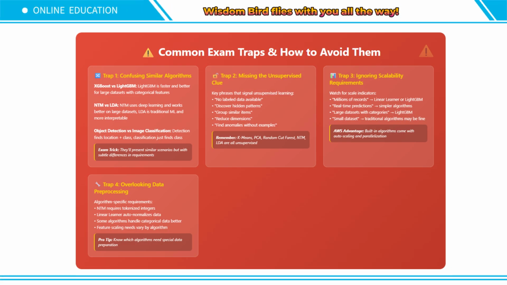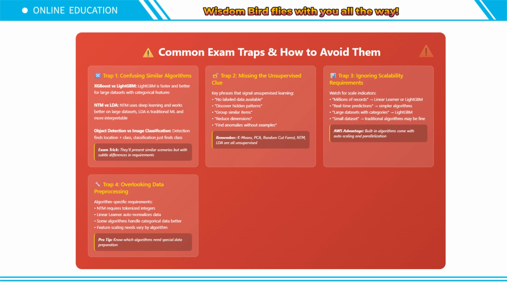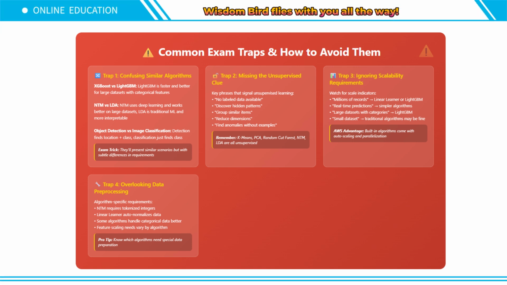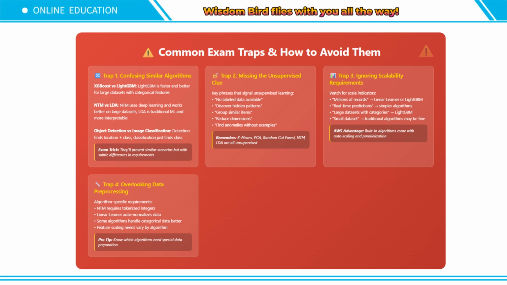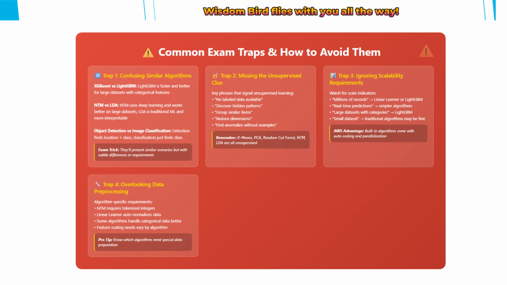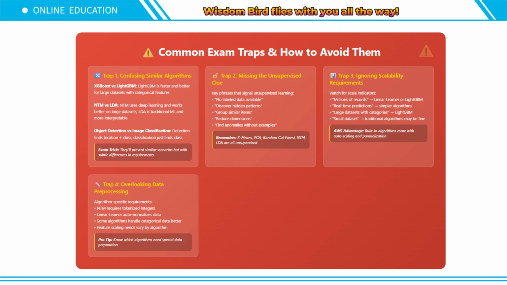Trap 1: confusing similar algorithms. XGBoost versus LightGBM: LightGBM is faster, better for large datasets. NTM versus LDA: NTM uses deep learning, LDA is traditional ML. Object detection versus image classification: detection finds locations and class, classification just finds class.